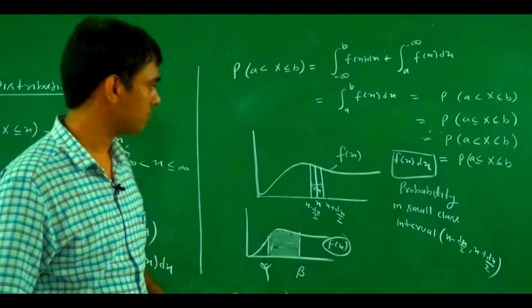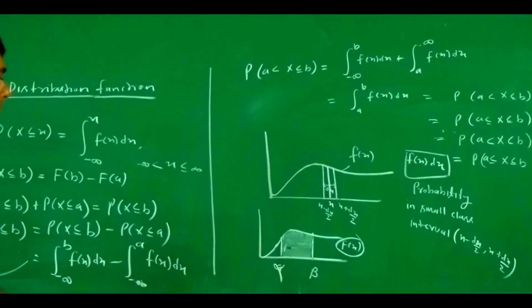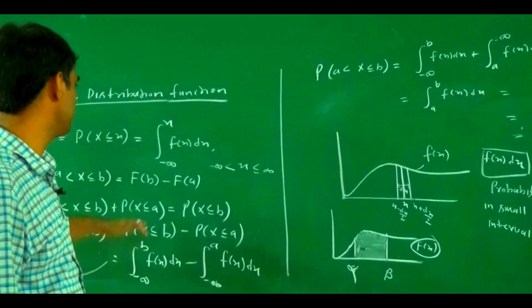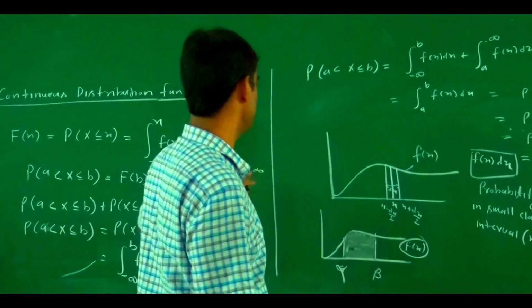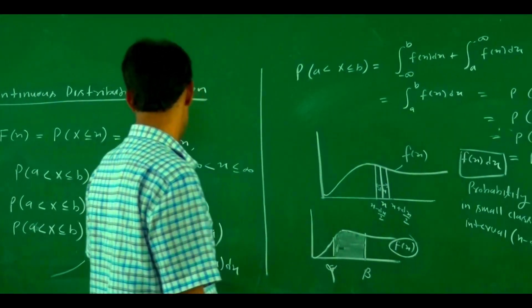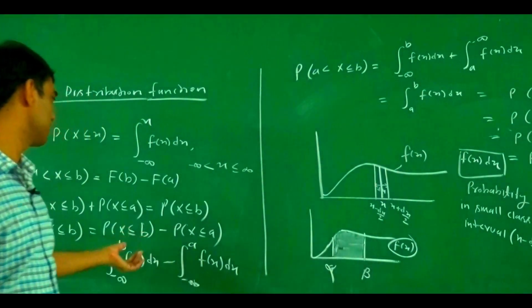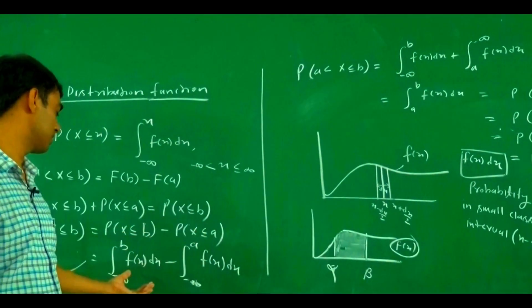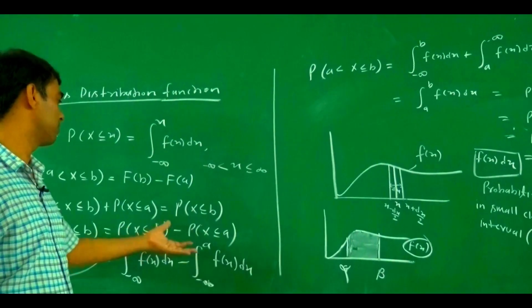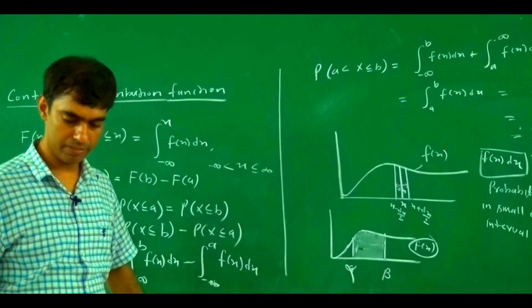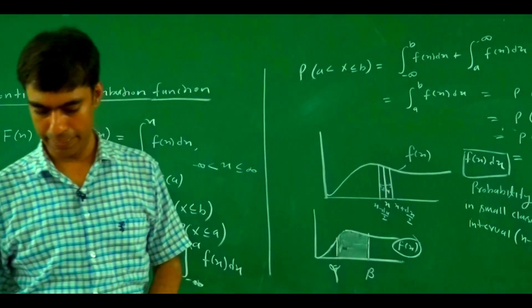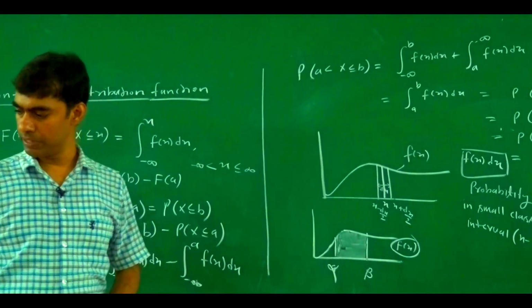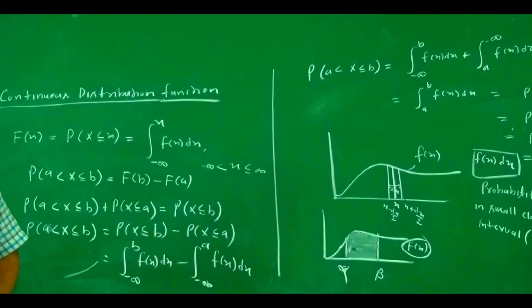Similarly, you may write F(b) minus F(a). F(b) is simply the probability that X is less than or equal to b, minus the probability that X is less than or equal to a. So F(b) minus F(a) equals the probability that X is greater than a and less than or equal to b. So this is a continuous distribution function.